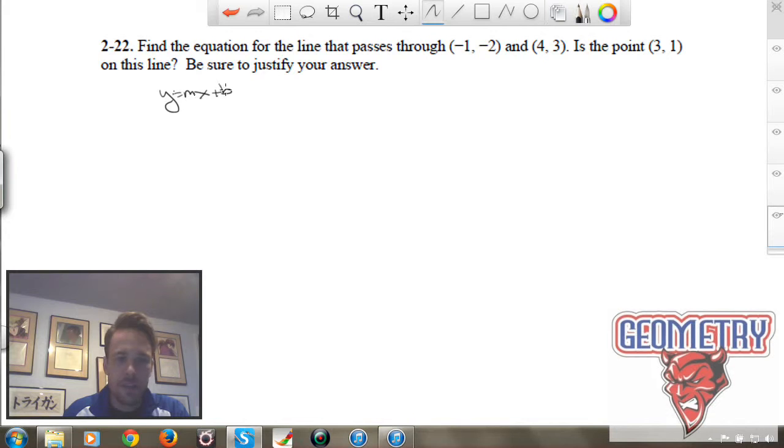So, if we have 2 points and we're trying to find the equation of a line, we need to fit it in this format. So y equals mx plus b. Since that's the one I'm most familiar with, I could use point-slope formula, but I think the majority of us are more familiar with slope-intercept form.